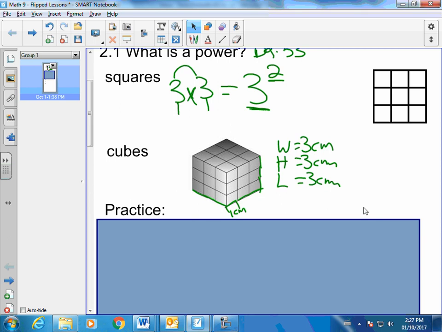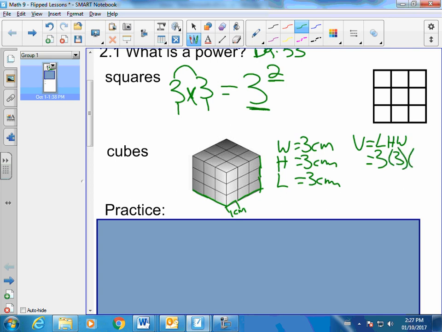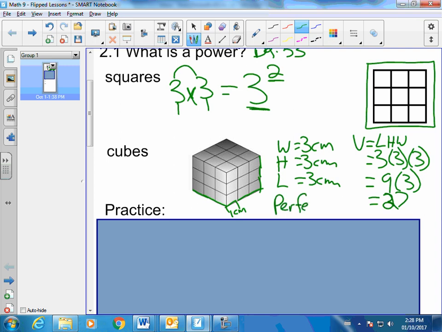If we want to figure out the volume of a cube, we know that volume of a cube is the length times the height times the width, which in this case winds up being 3 times 3 times 3. Just like with our perfect square, rarely will you ever find that all 3 sides of a cube are exactly the same size. In fact, it only happens when you have a perfect cube.